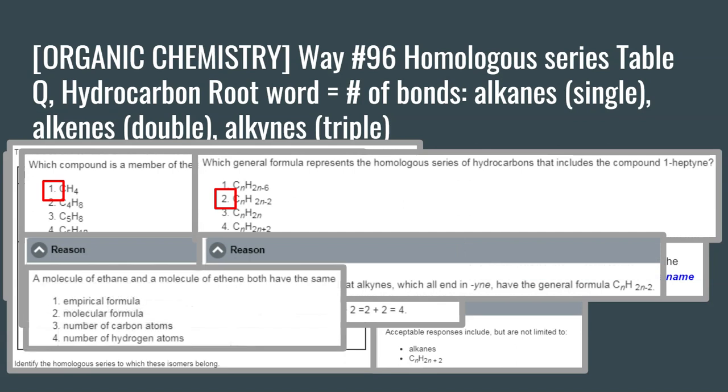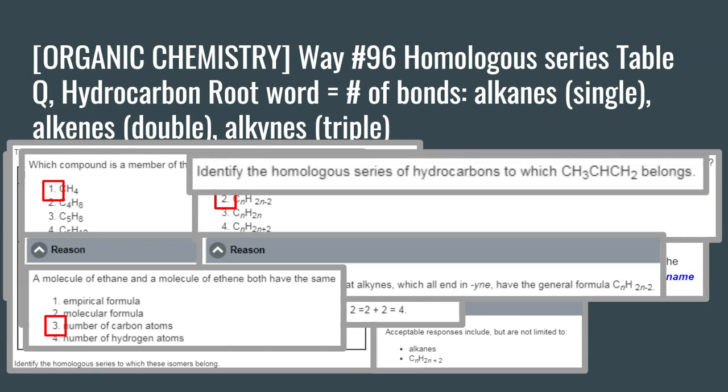A molecule of ethane and a molecule of ethene both have the same what? Well, in general, they must contain the same number of carbon atoms because they both have the same prefix. They both begin with eth, and eth refers to 2 carbon atoms. So the number of carbon atoms has to be correct. The hydrogen atoms could not possibly be the same because ethane and ethene have different formulas.